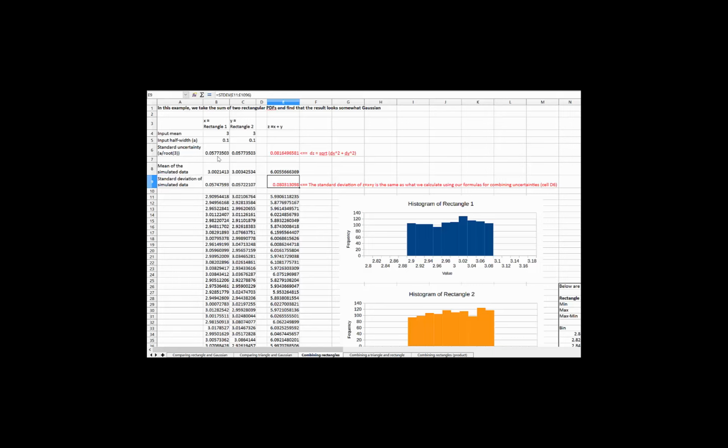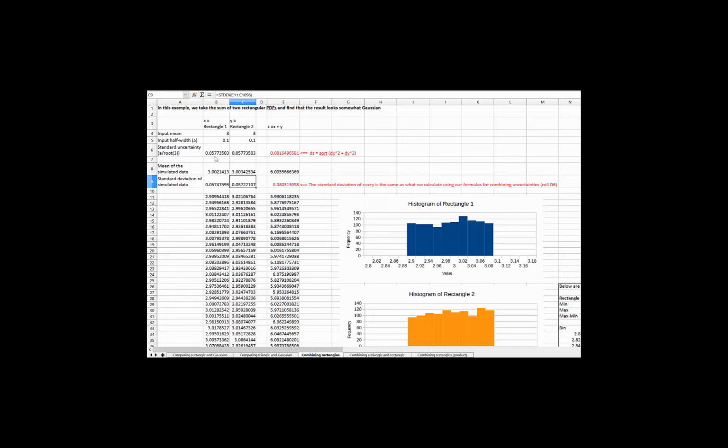So the standard uncertainties are 0.058. There's two of them. If we use our standard uncertainty propagation equation, we get that the uncertainty in z would be the square root of the sum of the squares of the uncertainties. So dx squared plus dy squared, square root of that gives us dz, right? So that's if we calculate it just from the standard uncertainties over here. That's what we calculate here. Or we simulate some rectangular data and calculate the standard deviation of those two.